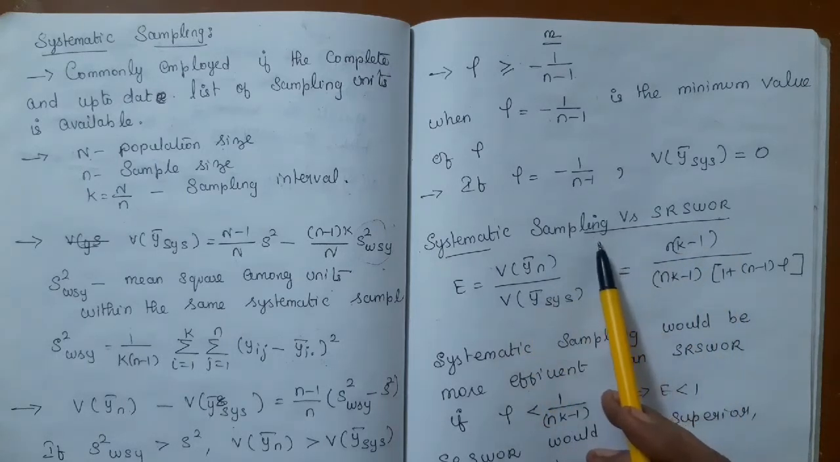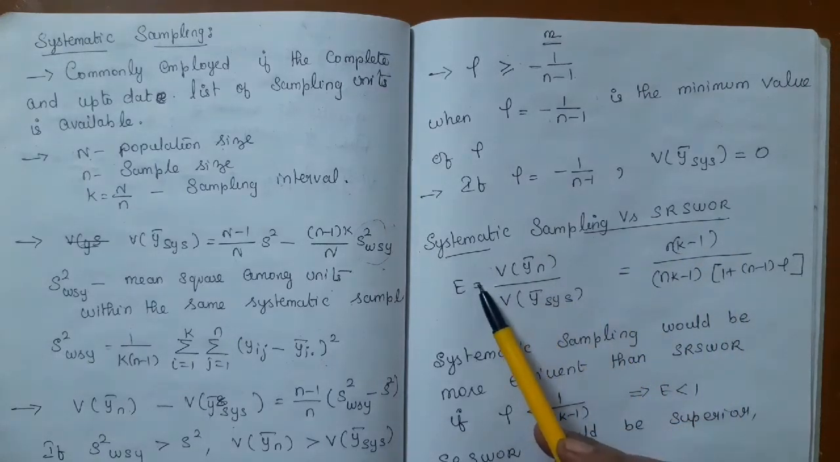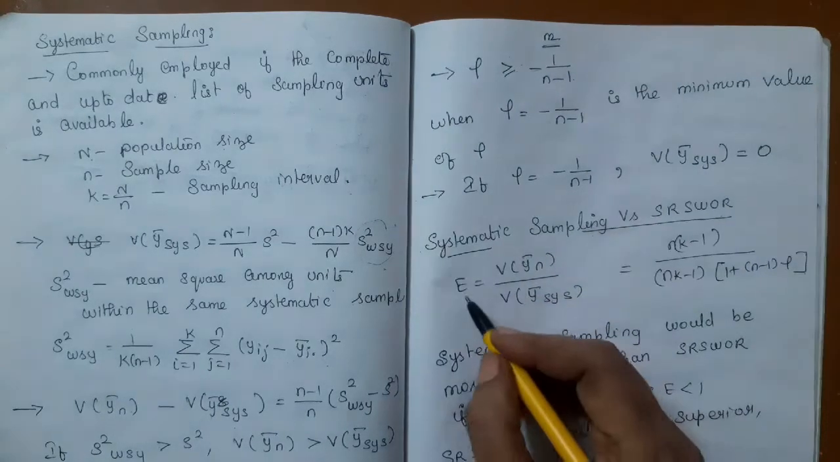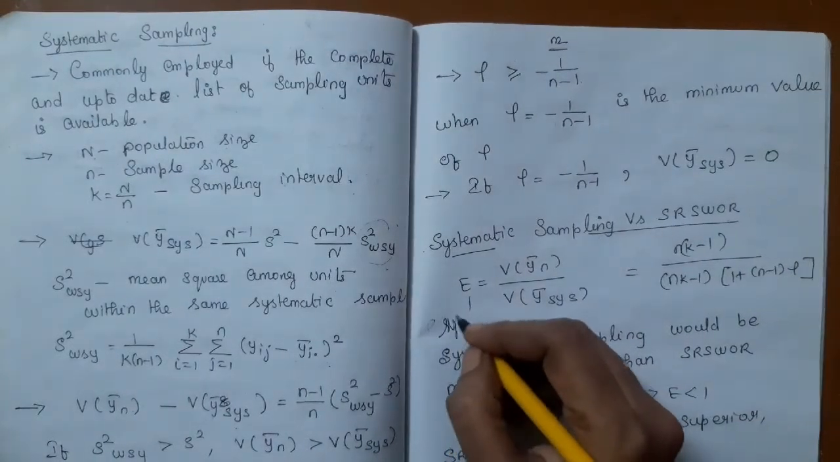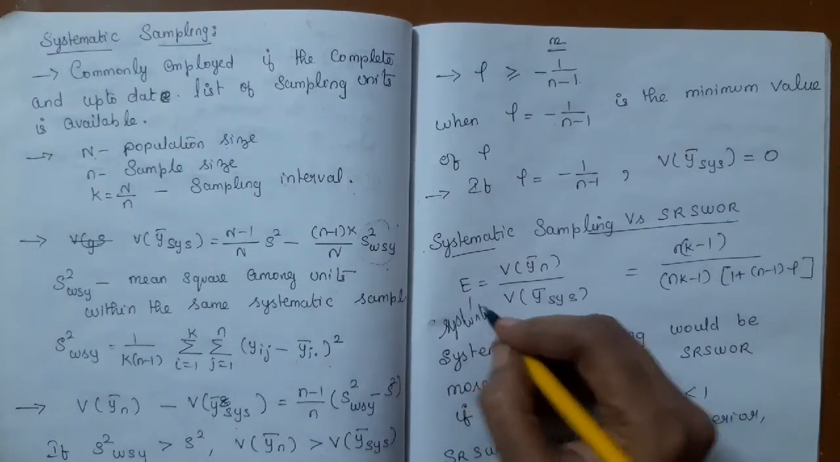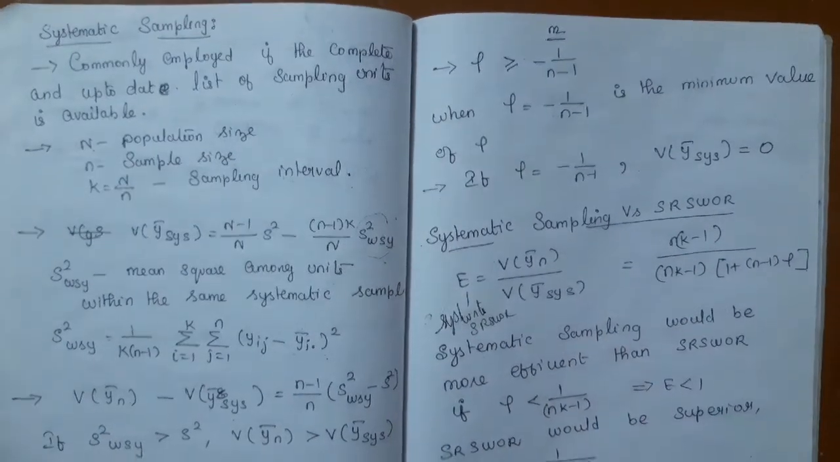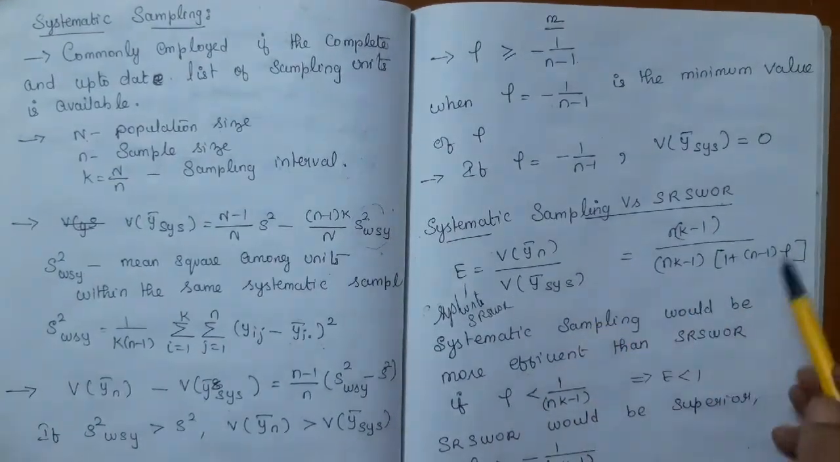Now let us compare the efficiency of systematic sampling and simple random sampling. That is, we are computing the efficiency of systematic sampling with respect to simple random sampling without replacement. So this is the ratio, right? This is the efficiency of systematic sampling with respect to simple random sampling without replacement. This is the ratio. And this is the expression.